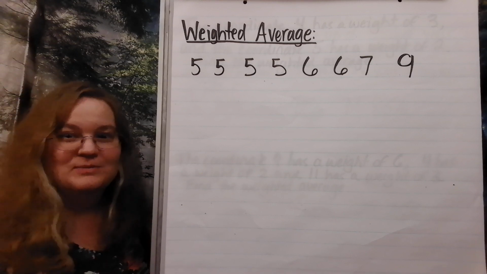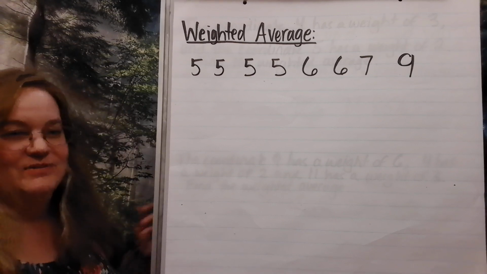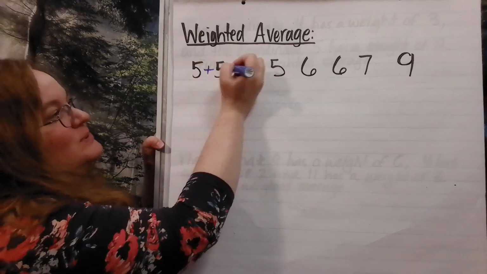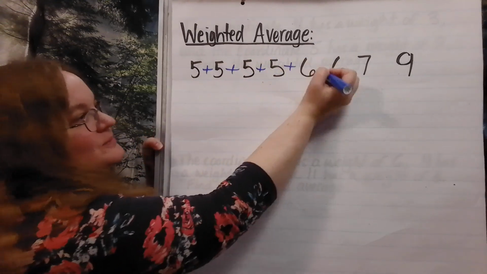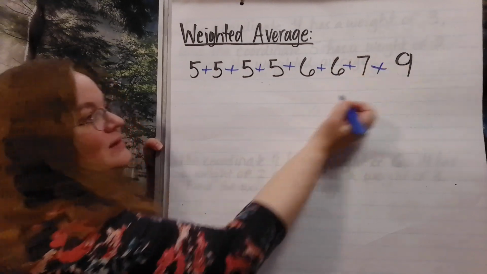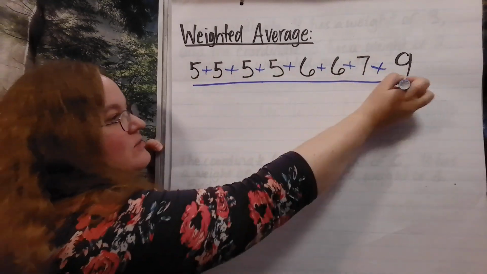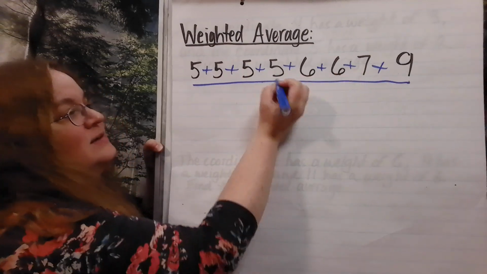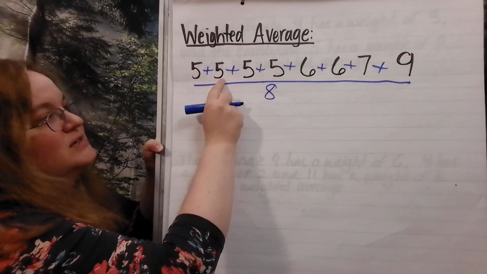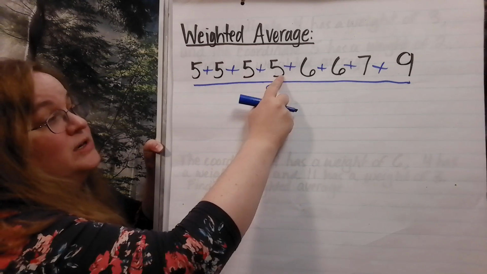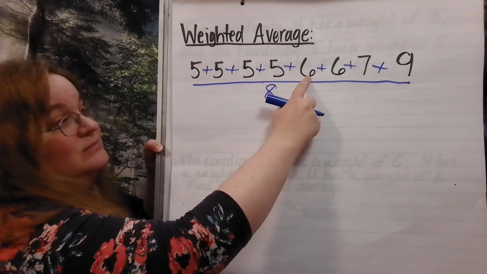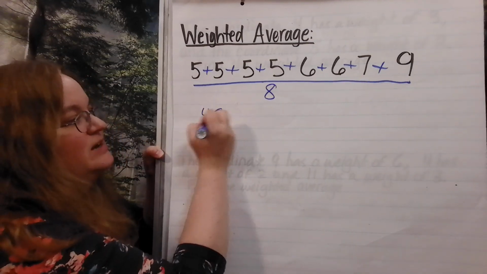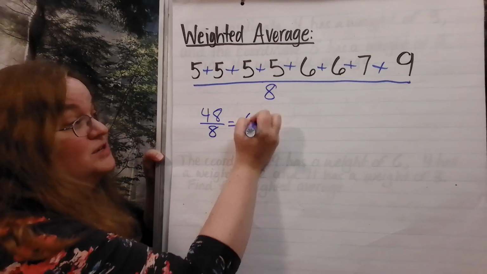So before we start talking about a weighted average, let's look at a regular average. For a regular average, or the mean, what we would do is add up all of the numbers and then divide by however many numbers there are. So I have 1, 2, 3, 4, 5, 6, 7, 8 numbers. So that's 10, 15, 20, 32, 39, 48. So I end up with 48 divided by 8, or an average of 6.